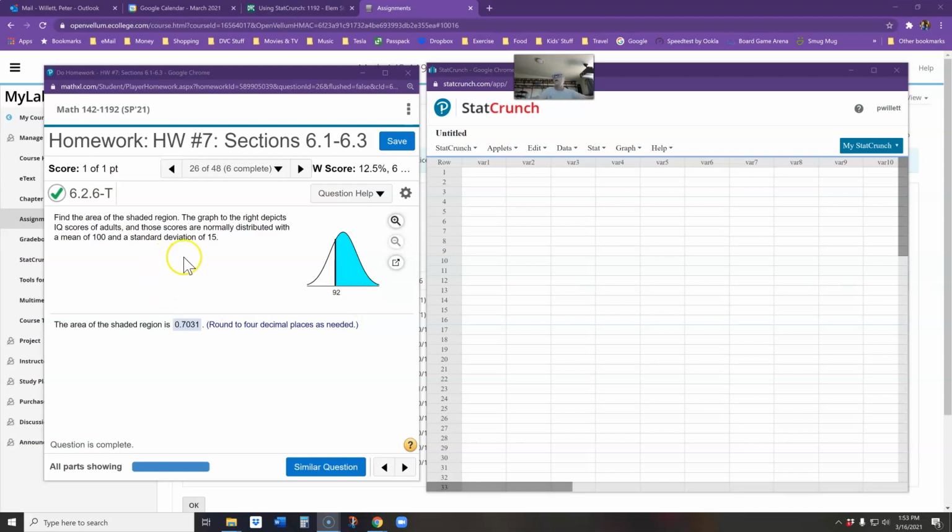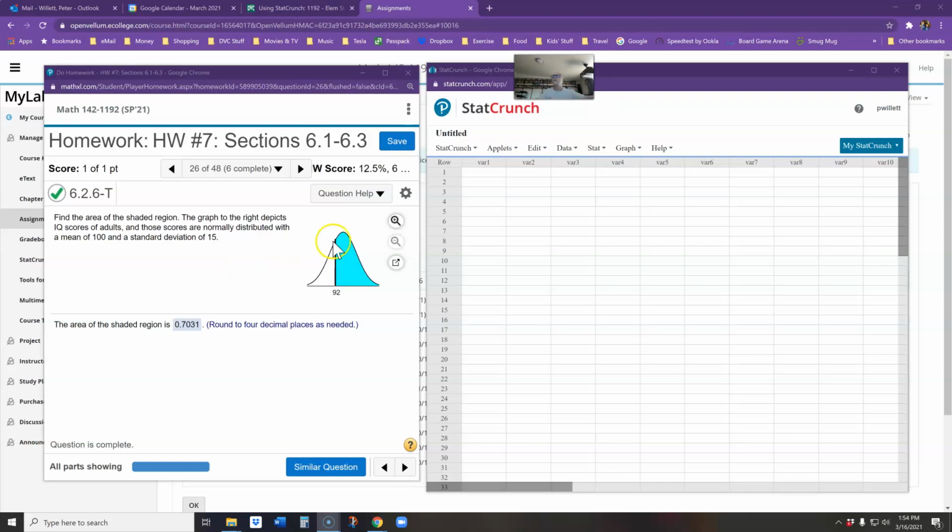They've targeted an IQ score of 92, and they're asking for the shaded region. In the real world, that would mean what portion of people in the population have scores bigger than 92, or if I randomly drew a person from the population, what's the probability I would get someone with a score over 92? Here, they're phrasing it as the area of the shaded region. Remember, the area under a density curve corresponds directly with probabilities or proportions for a population.